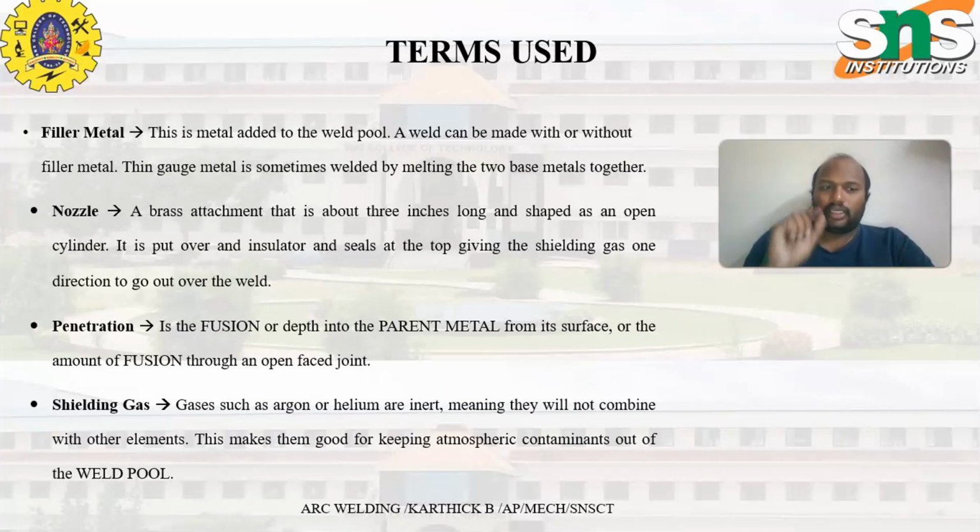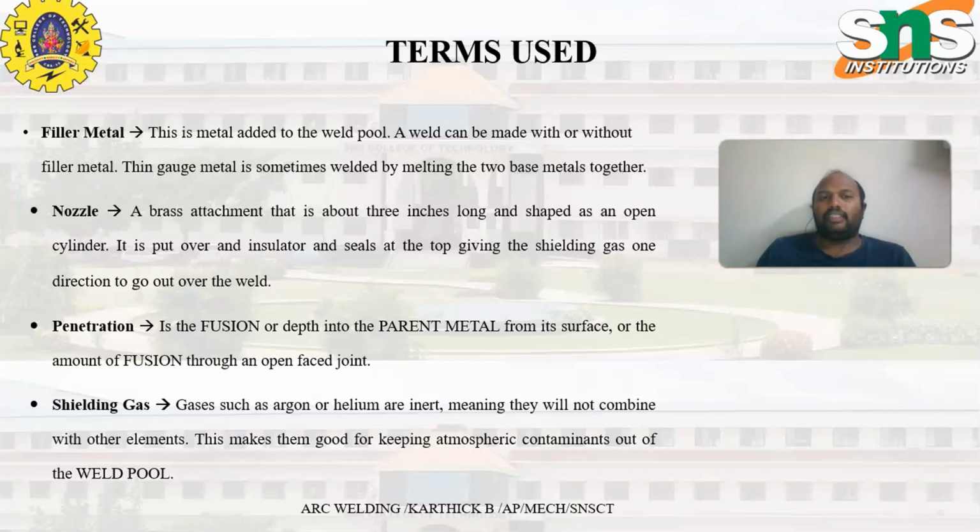The first one is filler metal. This filler metal is like a cement that joins bricks together. It is the metal which is added into the weld pool, where it is going to hold two metals together upon solidification, right?